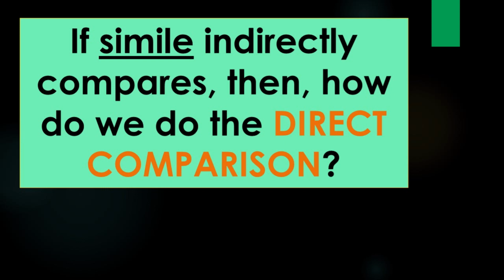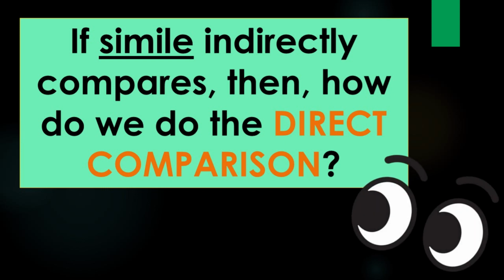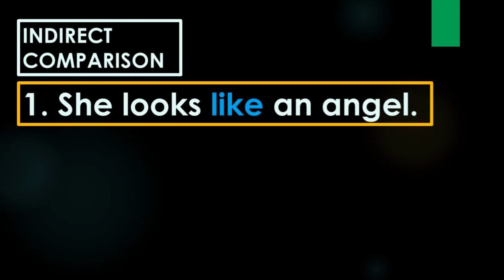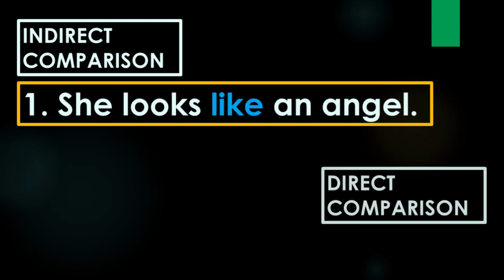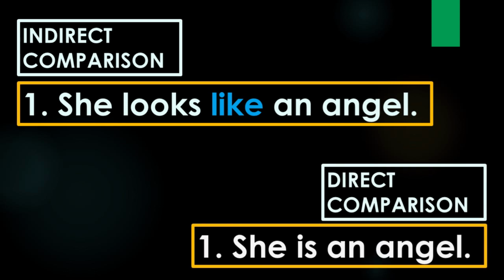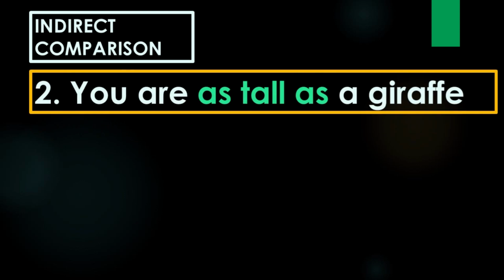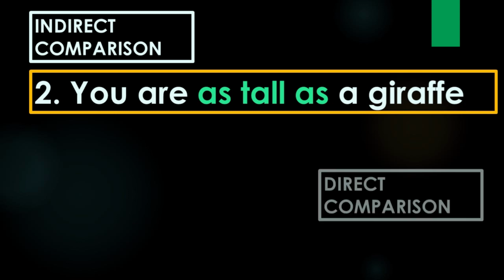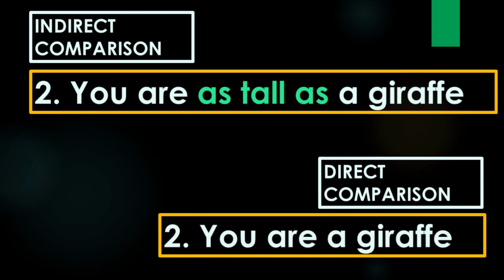If simile indirectly compares, then how do we do the direct comparison? Let's find out. Say what? In indirect comparison, the sentence is, she looks like an angel. The direct comparison, the sentence is, she is an angel. Try to compare the two sentences. Next, for indirect comparison, our sentence is, you are as tall as a giraffe. If we're going to change this into direct comparison, then the sentence is, you are a giraffe.